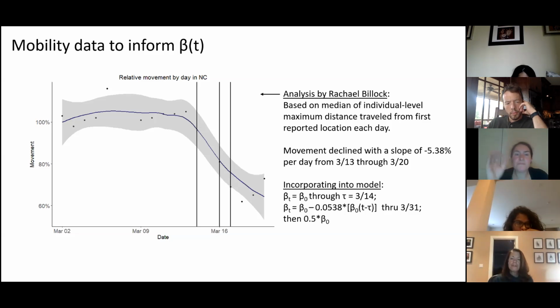So we used this information to try to model what might be happening to that beta parameter, that contact rate parameter, over time, as a proxy for what might be happening in terms of contact rates in the population. So that's the basic modeling framework and parameterization, at least for that parameter. And with that information, we modeled what we might see in North Carolina under different scenarios. And I'll just show you a little bit here.